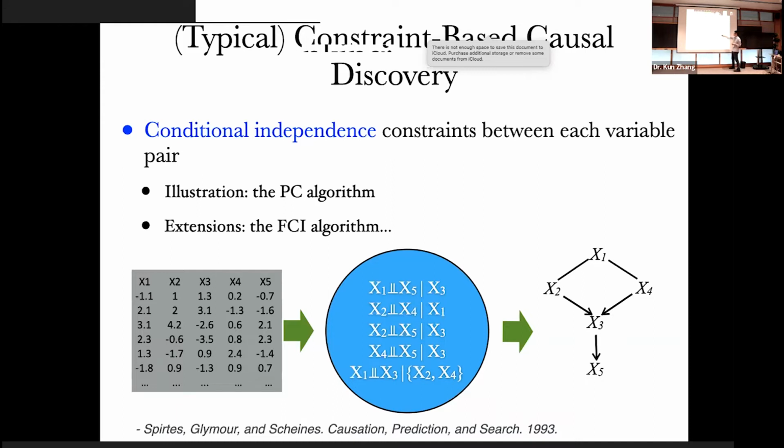The second one is that here you can see for some edges, we don't have directions. How can we find the directions? Now let's see how we can address those issues.